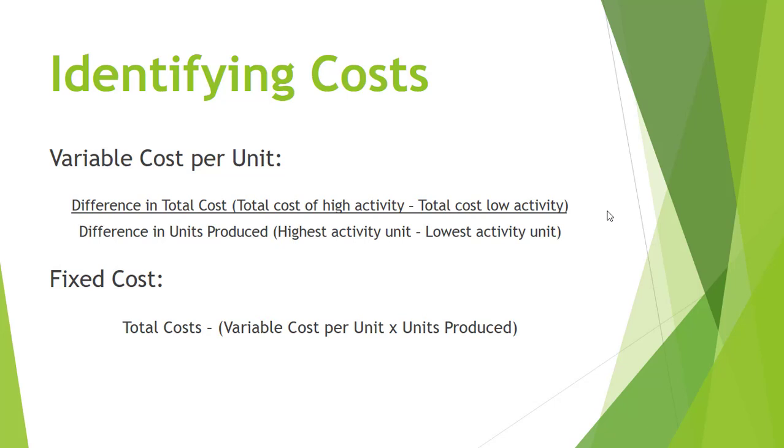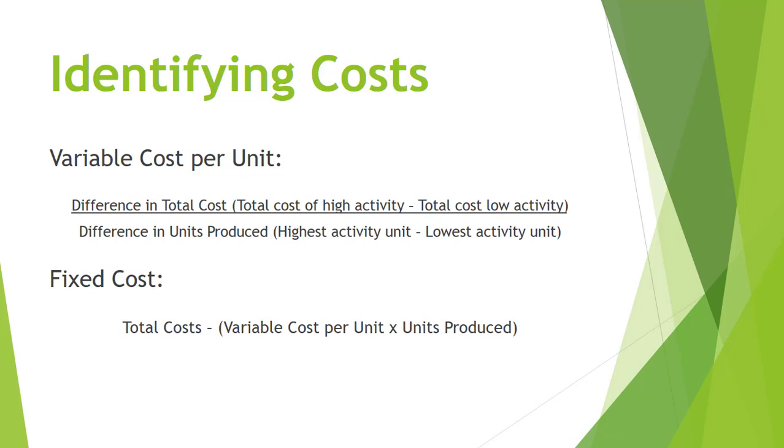So if you take your highest activity and subtract out your lowest activity, you're going to get those fixed constant costs. And then we're going to divide that by the difference in units produced. The highest activity units produced on that highest cost level, and then the lowest activity units that you had on that lowest cost level. So what's the difference between the two?